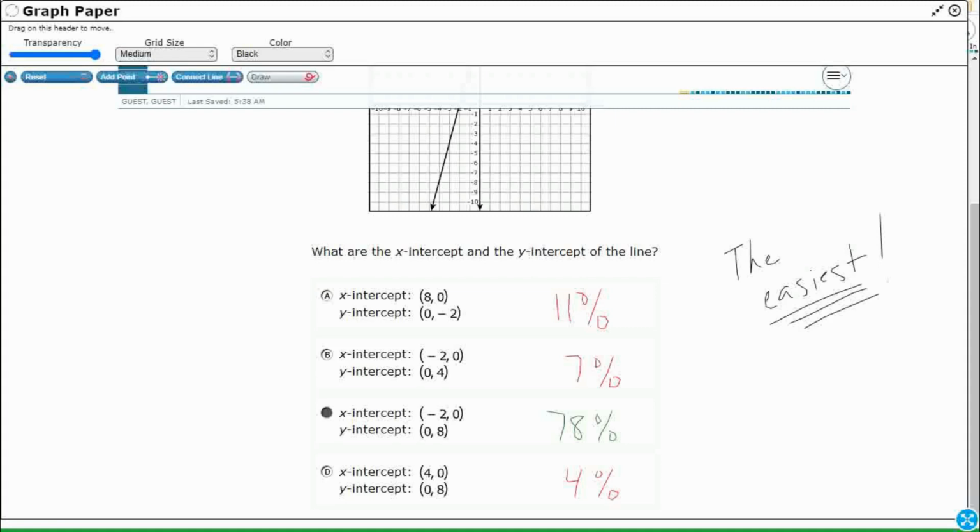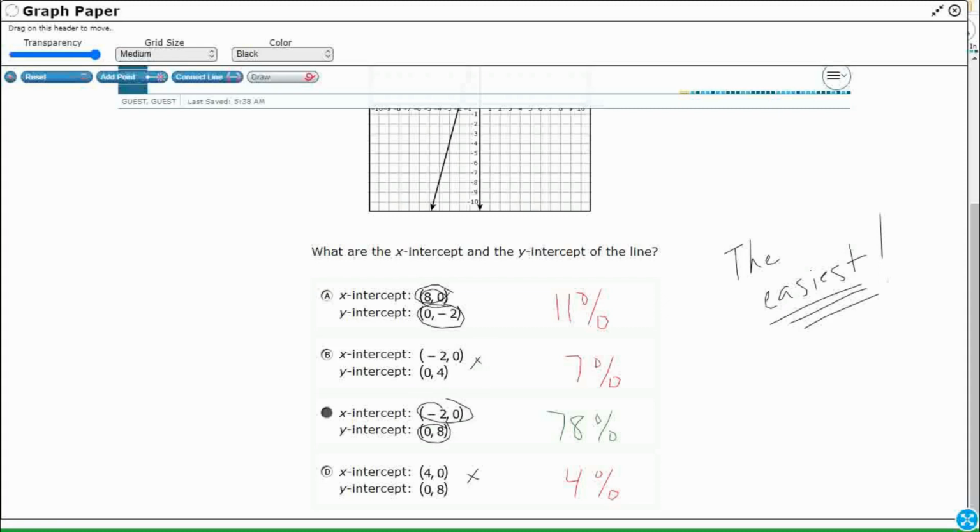Almost 4 out of every 5 students got this correct. You notice what we did here on A. This is the most chosen incorrect answer, and they just flip-flopped, right? They just flip-flopped the values here, but at least the values are correct. These other ones didn't even have the correct values on there.